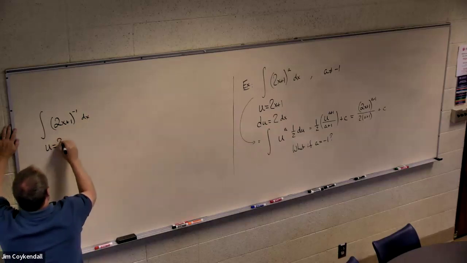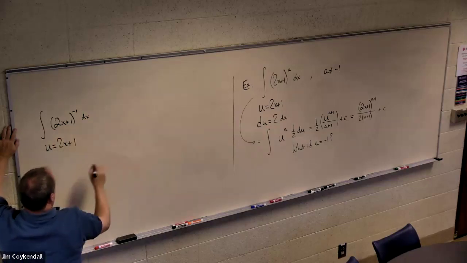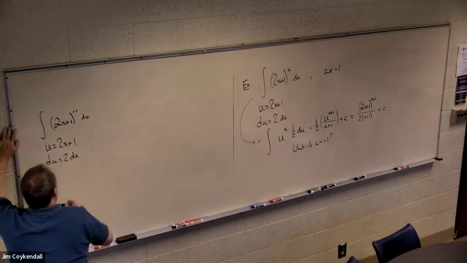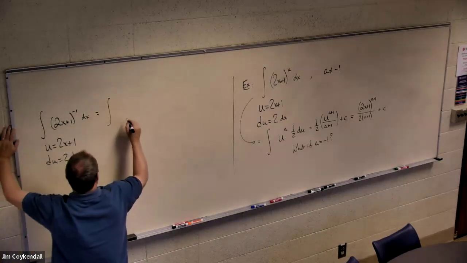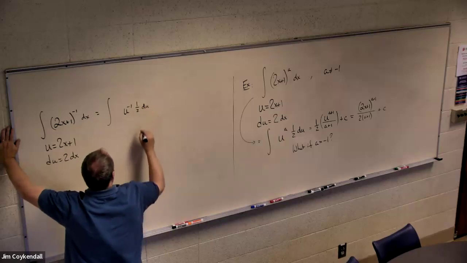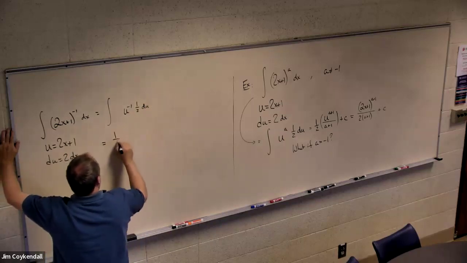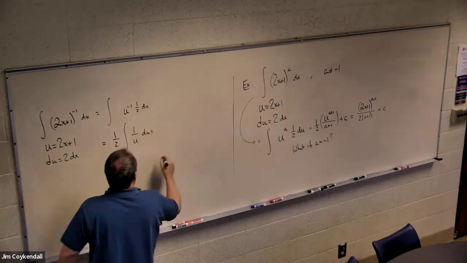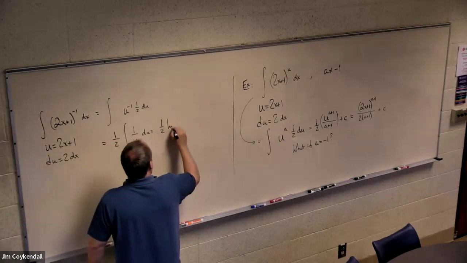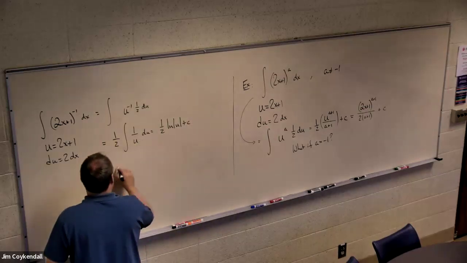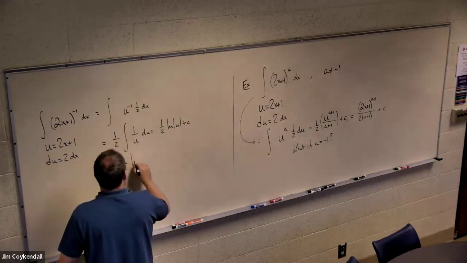And again, the same substitution works. Like I said, you go through most of these steps. So this is going to be u to the -1, 1/2 du. So this is 1/2, 1 over u, which is 1/2 natural log absolute value of u, plus C.